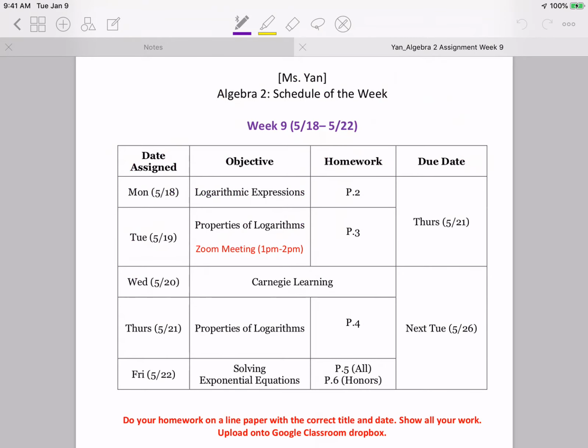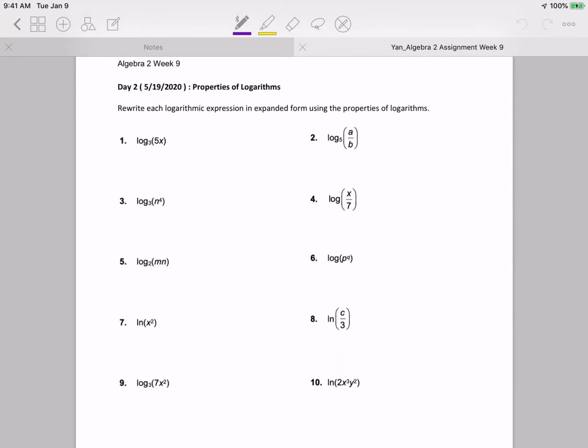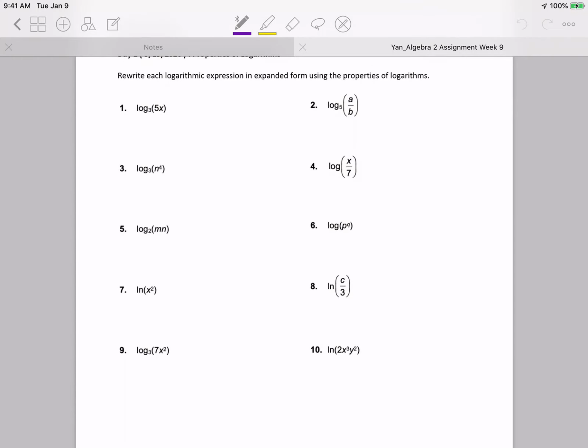Okay, I'm going to show you your homework on Tuesday, page 3. So you have 10 questions. I'm going to leave the top ones for you to do. Number 6, keep in mind, this is log p to the q power. Okay, I guess we can finish that one. So if I have anything to a certain power, I take that exponent, bring it to the front, which is q log p.